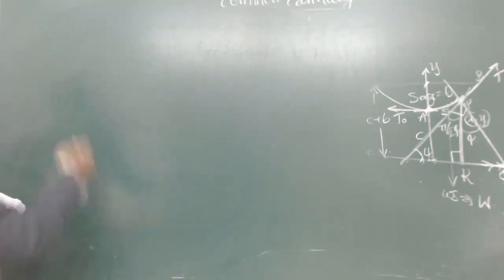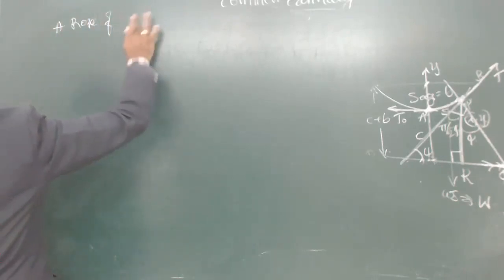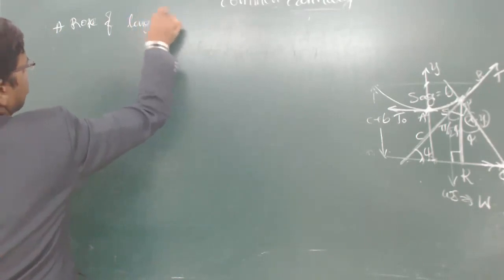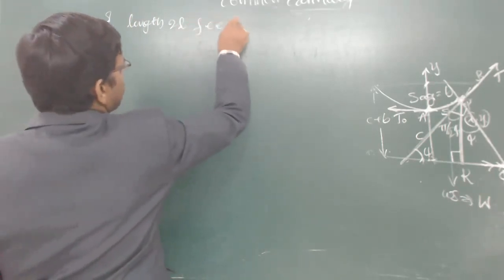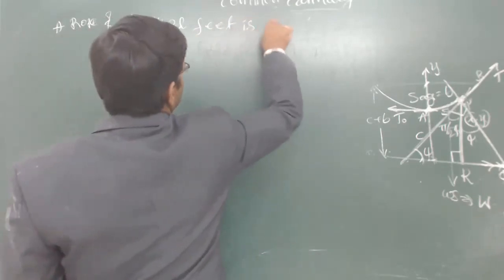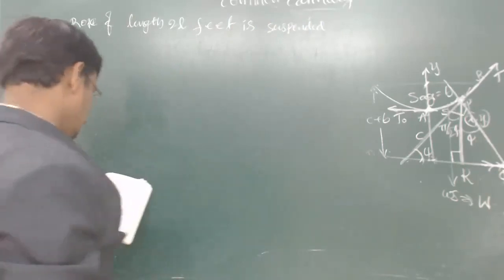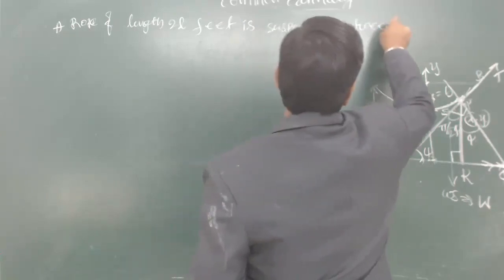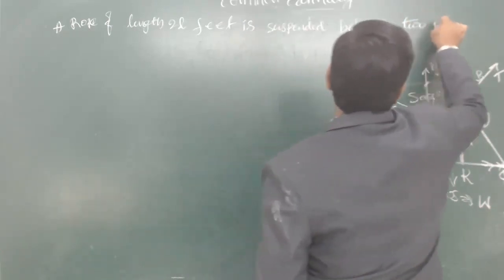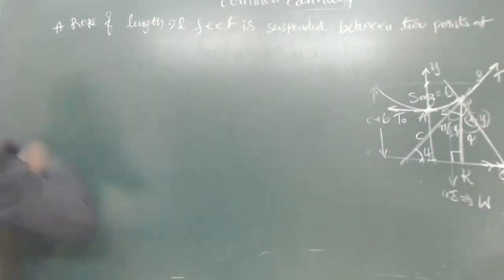A rope of length 2L feet is suspended between 2 points at the same level.